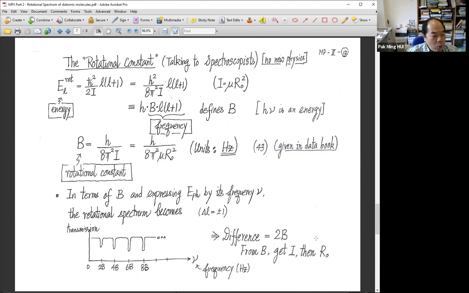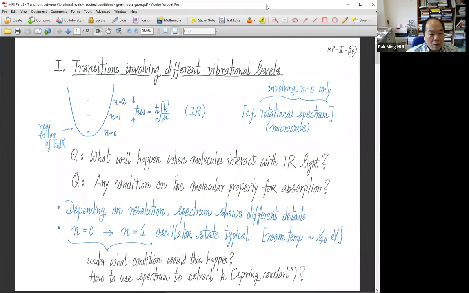Now, so far, we cannot extract the bond strength. That is to say, the spring constant, because we have not dealt with vibrational transitions. That is what we will do now. So the next part has to do with transitions between vibrational levels.